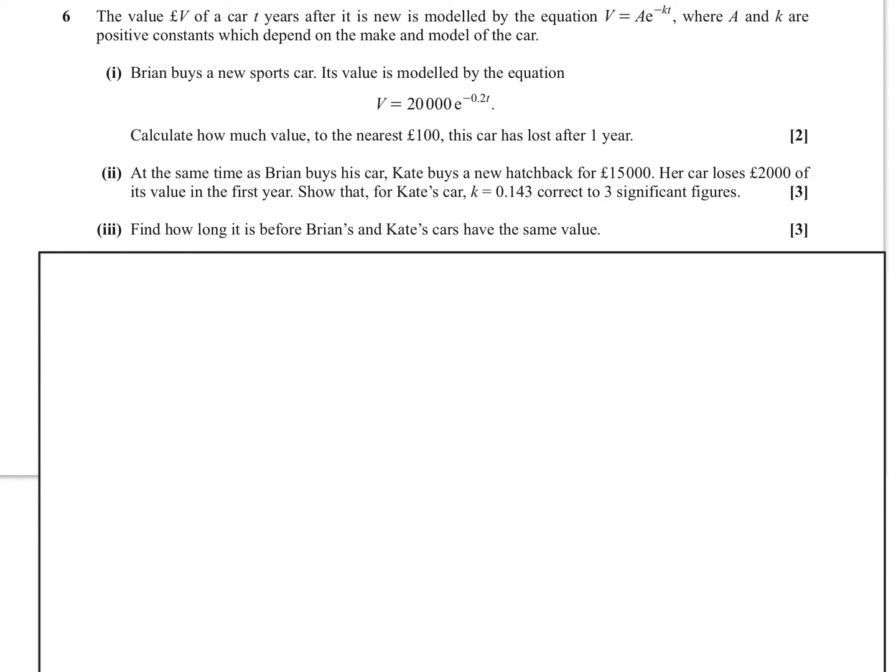Generally, this was pretty good. This question, not all of us, but lots of us struggled in part 2. I think, other than a stupid rounding mistake from somebody and somebody not reading how much is lost, I think we all got part 1. So if I just go over that very quickly, 1 year, so V equals 20,000 e to the minus 0.2 times 1, and that will give you 16,374.615.